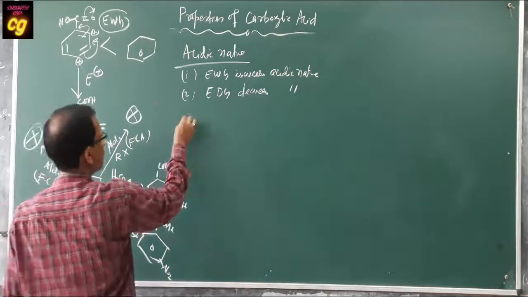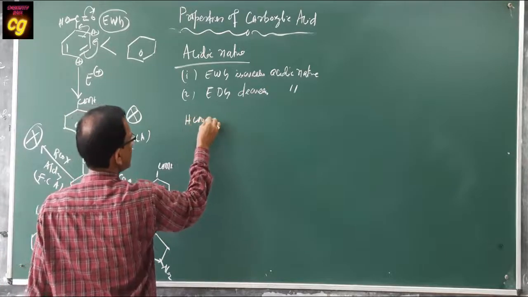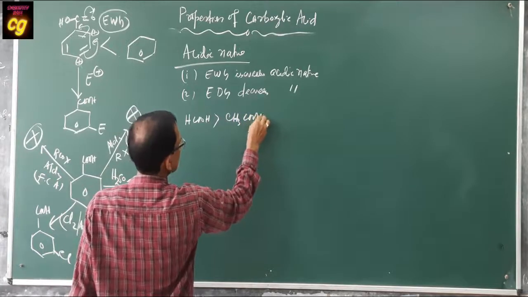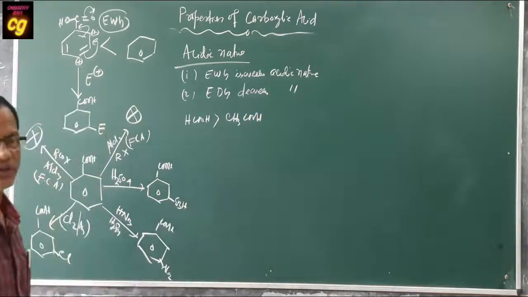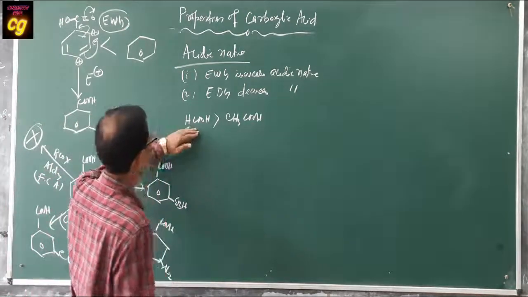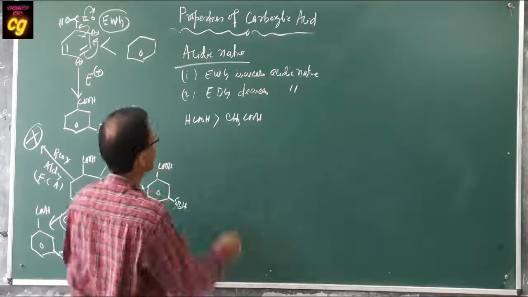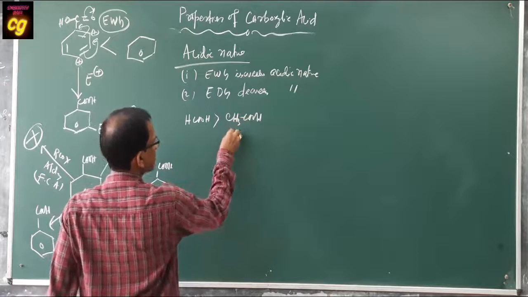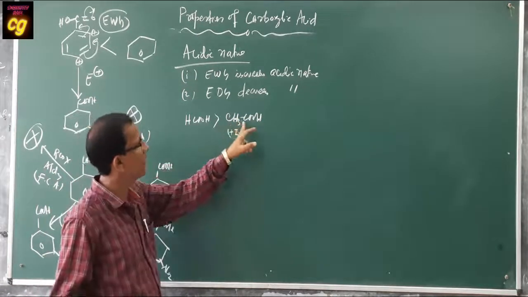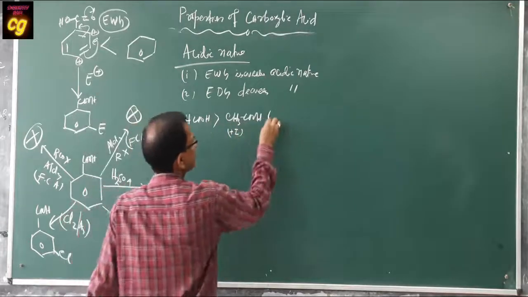So formic acid is more acidic than acetic acid. More acidic character means lower pKa value, already you know. So formic acid is more acidic than acetic acid because acetic acid has plus I effect. This is the acidic nature.